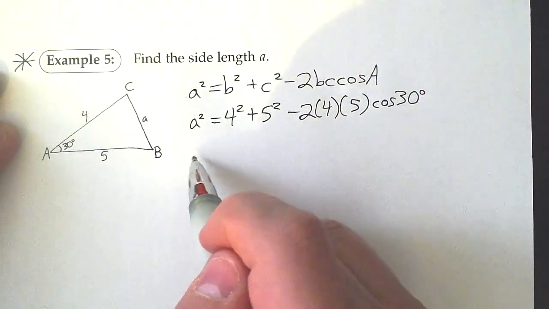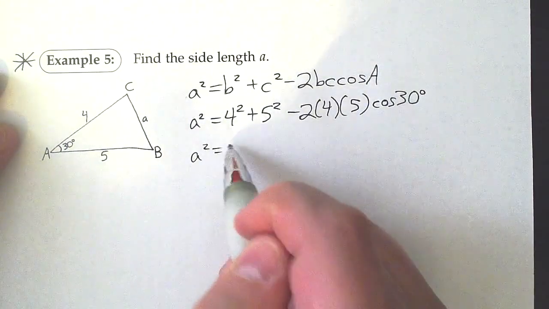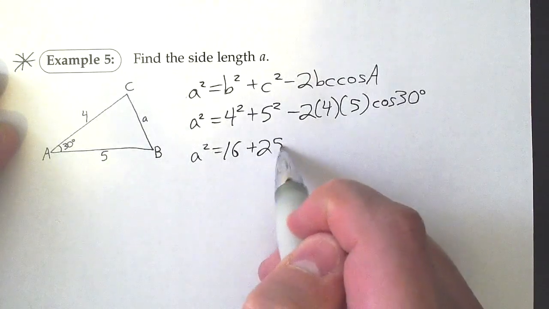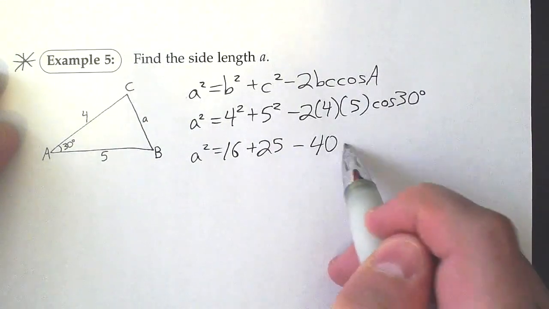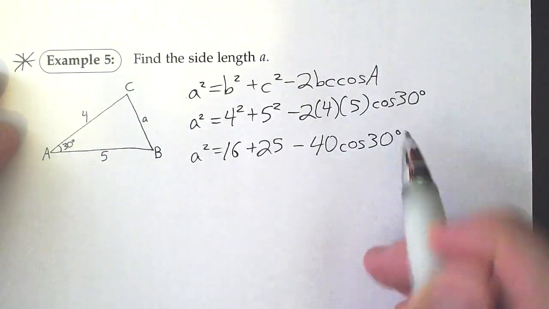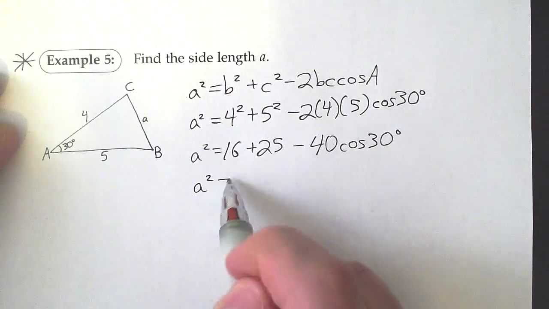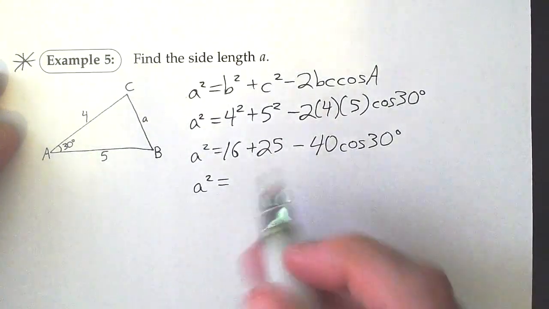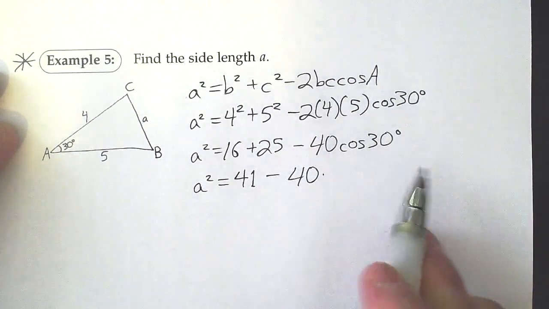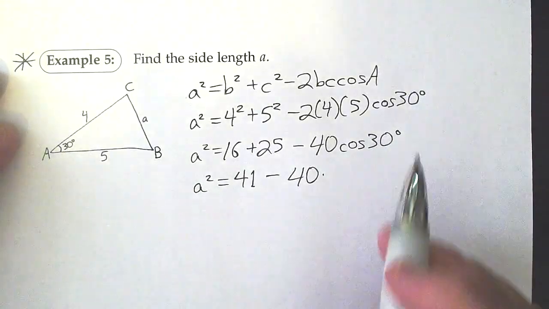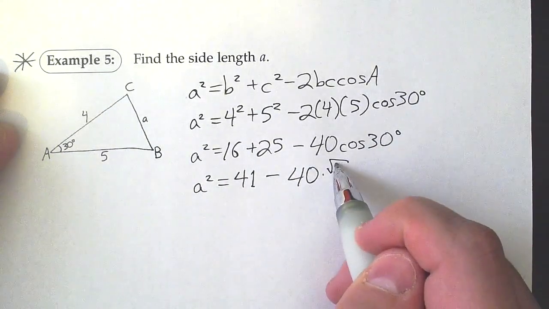Looks like that. So a squared equals 16 plus 25 minus, multiply that out, you should get 40. (16 plus 25 is 41.) Cosine of 30 degrees, you can find that. That's square root of 3 over 2.